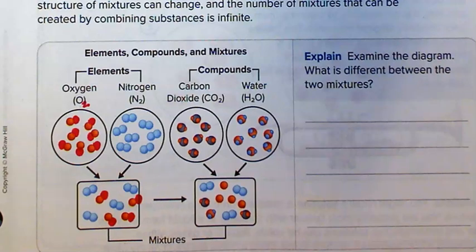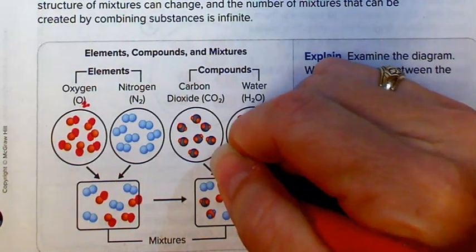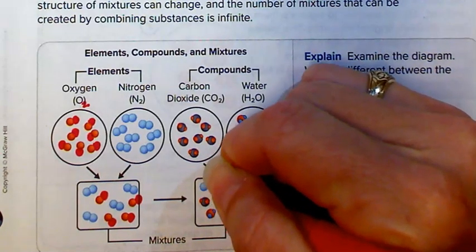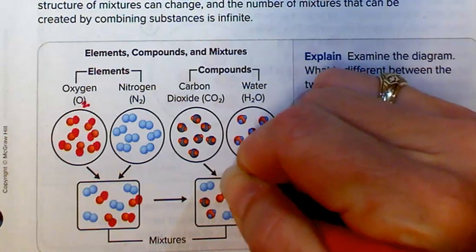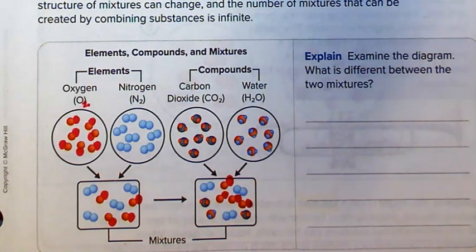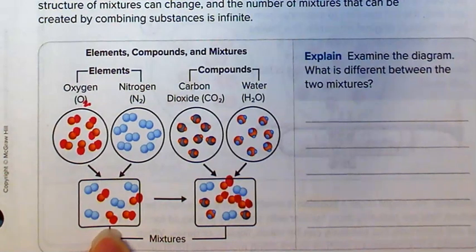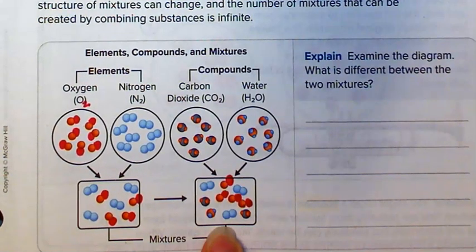We've got 4 individual types of things here. We have nitrogen. Oh, and I got to fix my oxygens. We have nitrogen, we have oxygen, nitrogen gas, oxygen gas, carbon dioxide, and water. Okay? So this one is just a mixture of 2 elements. This is a mixture of both elements and compounds, if that makes sense.